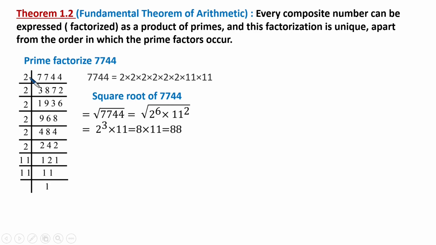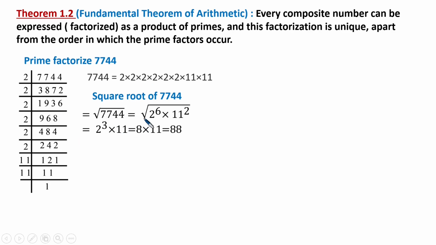So now 7744 is 2 into 2 into 2, so many 2's, times 11 into 11. Now if you want to find the square root, it is interesting: the square root of this is the square root of 2 to the power 6, 1 2 3 4 5 6, times 11 squared. Square root means number to the power half. So 6 divided by 2 will be 3, and 2 divided by 2 will be 1. So you have 2 to the power 3 times 11.